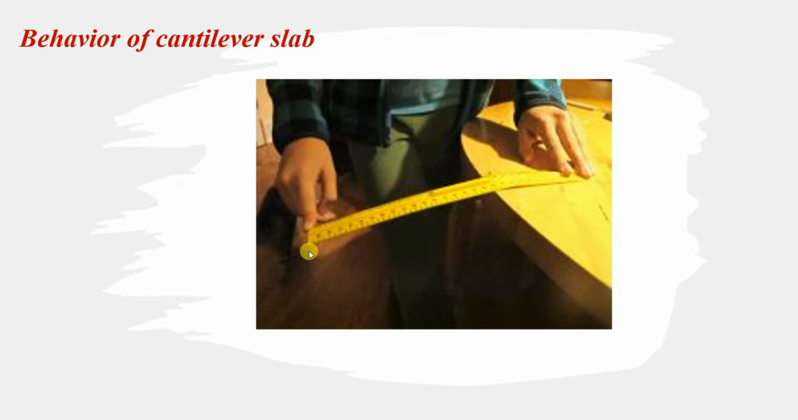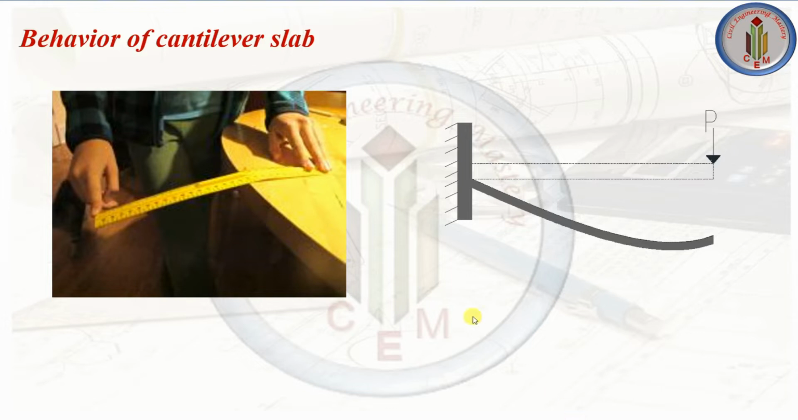So what we do to counteract this bending is we provide reinforcement in the slab. Let me explain again. The cantilever slab is having support at one end and the other end is free. There will not be any support at the free end. When the load is applied on the cantilever slab, the slab bends like this. In order to counteract this bending, to resist this bending moment, we need to provide the reinforcement.